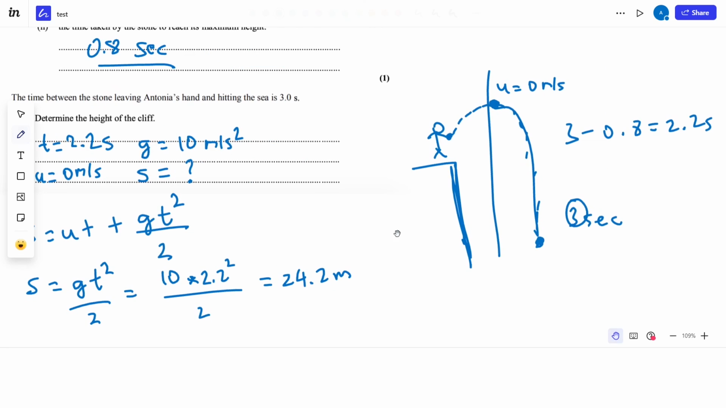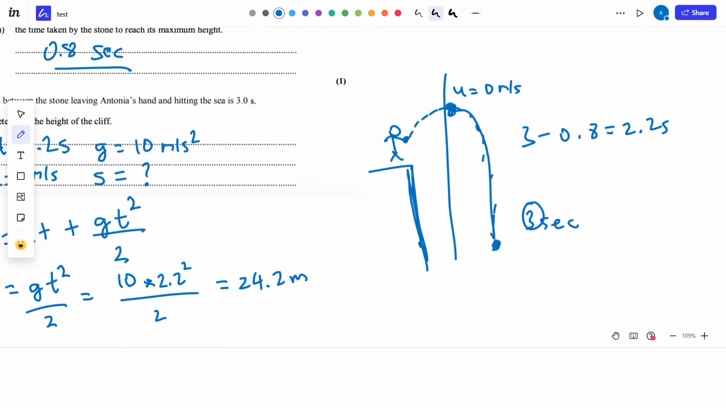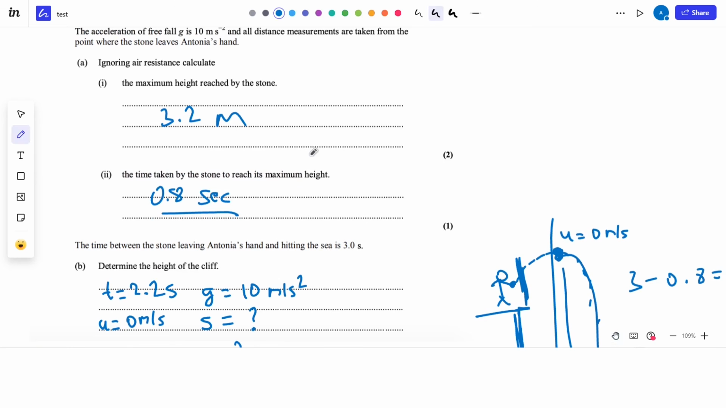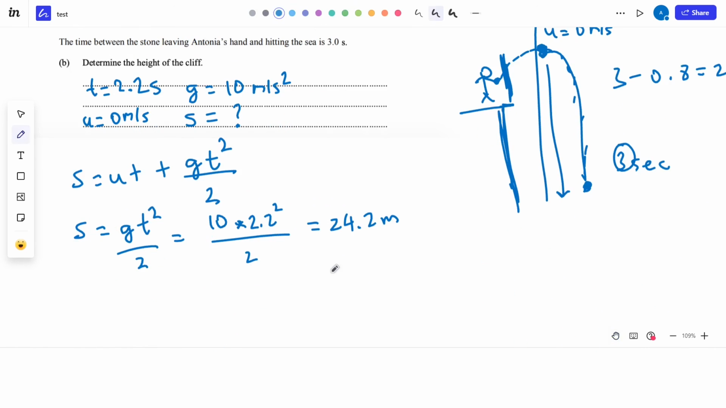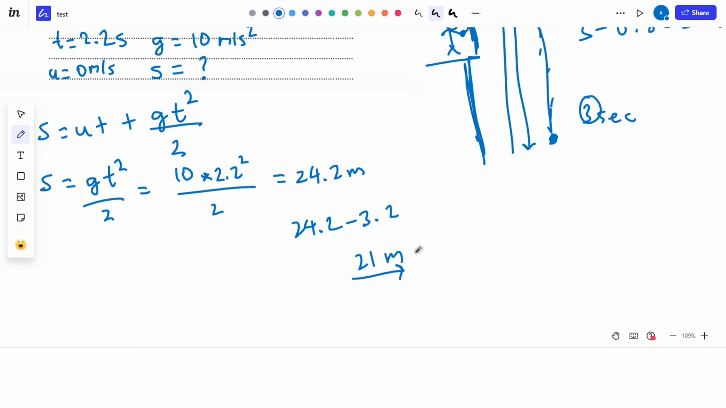But this is the height from here to here, and we just want this. So what we're going to do is take this entire height and subtract from it this height, which we found in the first part, 3.2. So if we do 24.2 minus 3.2, then we get our answer as 21 meters. So the height of the cliff is 21 meters.